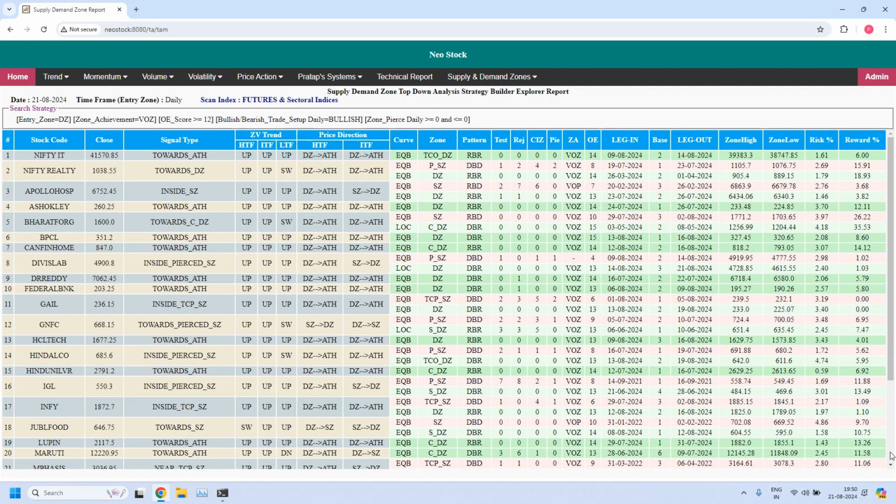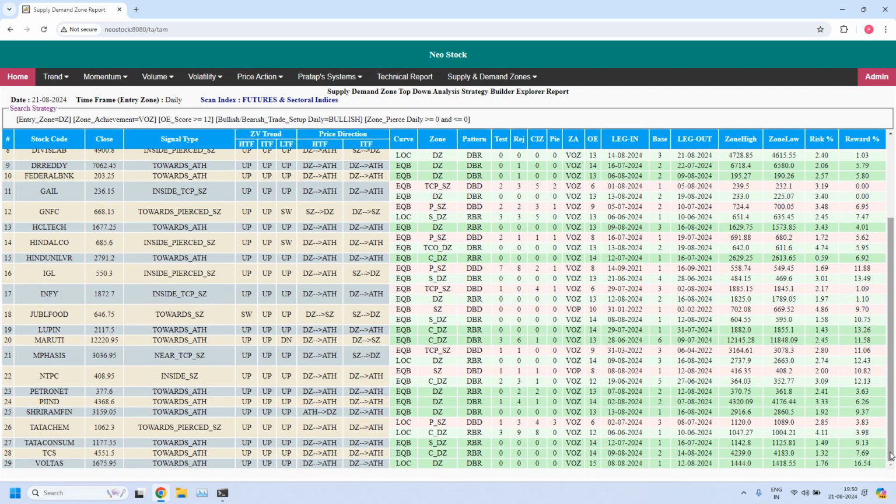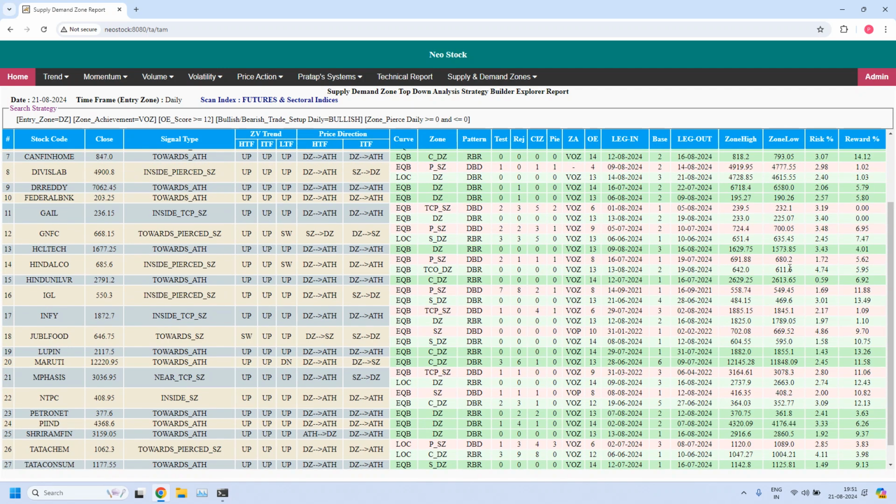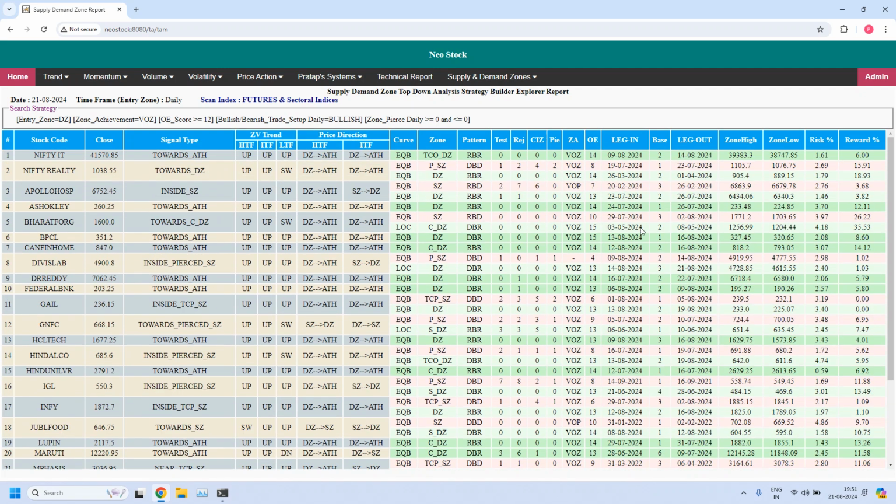So let me scroll the list down. So total 29 stocks are filtered. And these 29 stocks are currently supporting bullish trade setups. These 29 stocks are supporting bullish trade setup for monthly income trade. So we need to take trade in the demand zones. Let's find, because the list is 29, any of the stocks near to the demand zones.